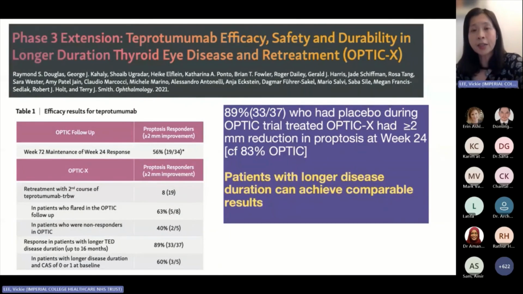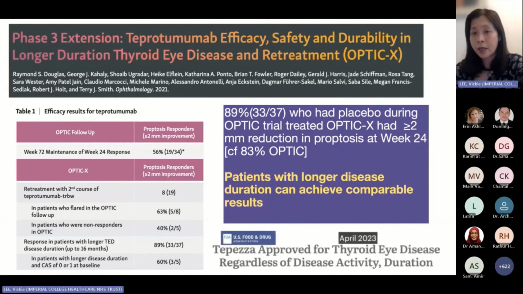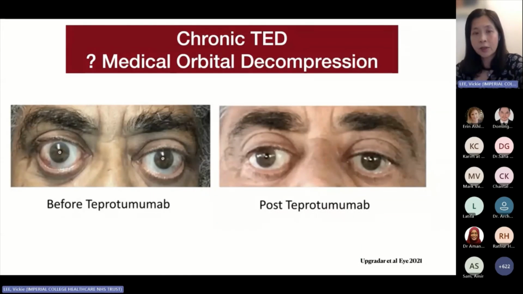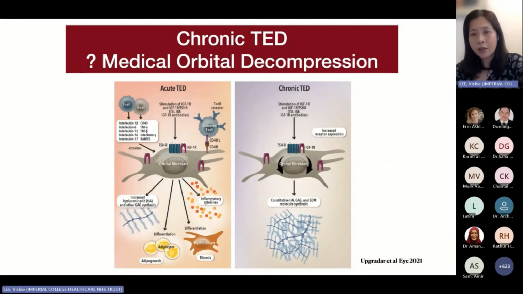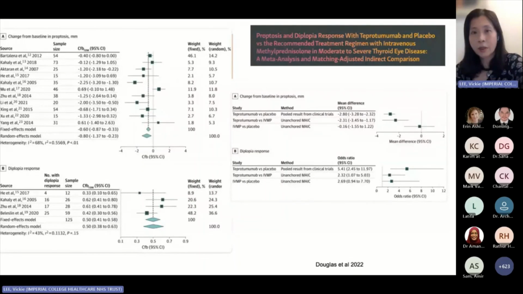And what is exciting is that in the extension trial, they found that patients with a longer duration of TED also responded with a similar efficacy as the ones with acute disease. And since then, teprotumumab or Tepezza has also been approved for chronic disease. So you can see this is an example from a publication, and it creates more or less a medical orbital decompression. And the rationale is that there is a chronic recycling process that goes on in chronic disease that teprotumumab or Tepezza is able to disrupt.